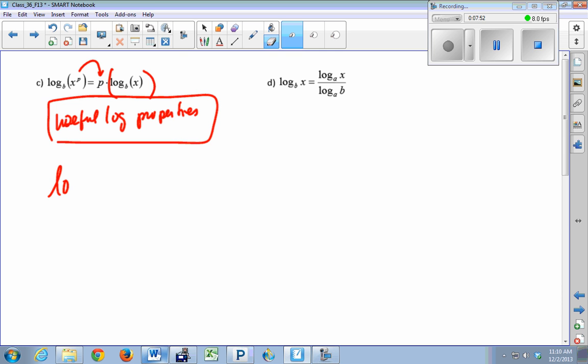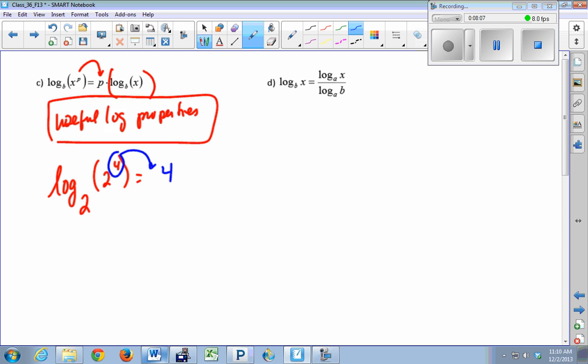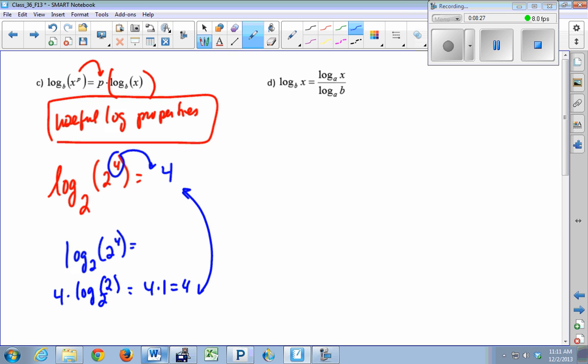So if you see something like this, log base 2 of 2 to the 4th, we know the answer to this based on the properties we looked at the other day is to simply lift off that exponent. But if we were to use this property to show how we get 4, it would look like this. The 4 comes down in front, and it multiplies the resulting log. Log base 2 of 2 is 1, and 4 times 1 is 4. So notice we get exactly the same answer.